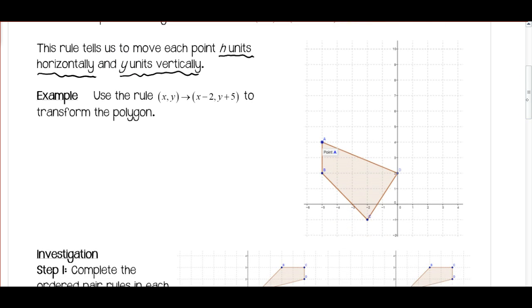So we're going to use the rule (x, y) transforms to (x - 2, y + 5). So we're going to move each point 2 left, because it's minus 2, and 5 up.